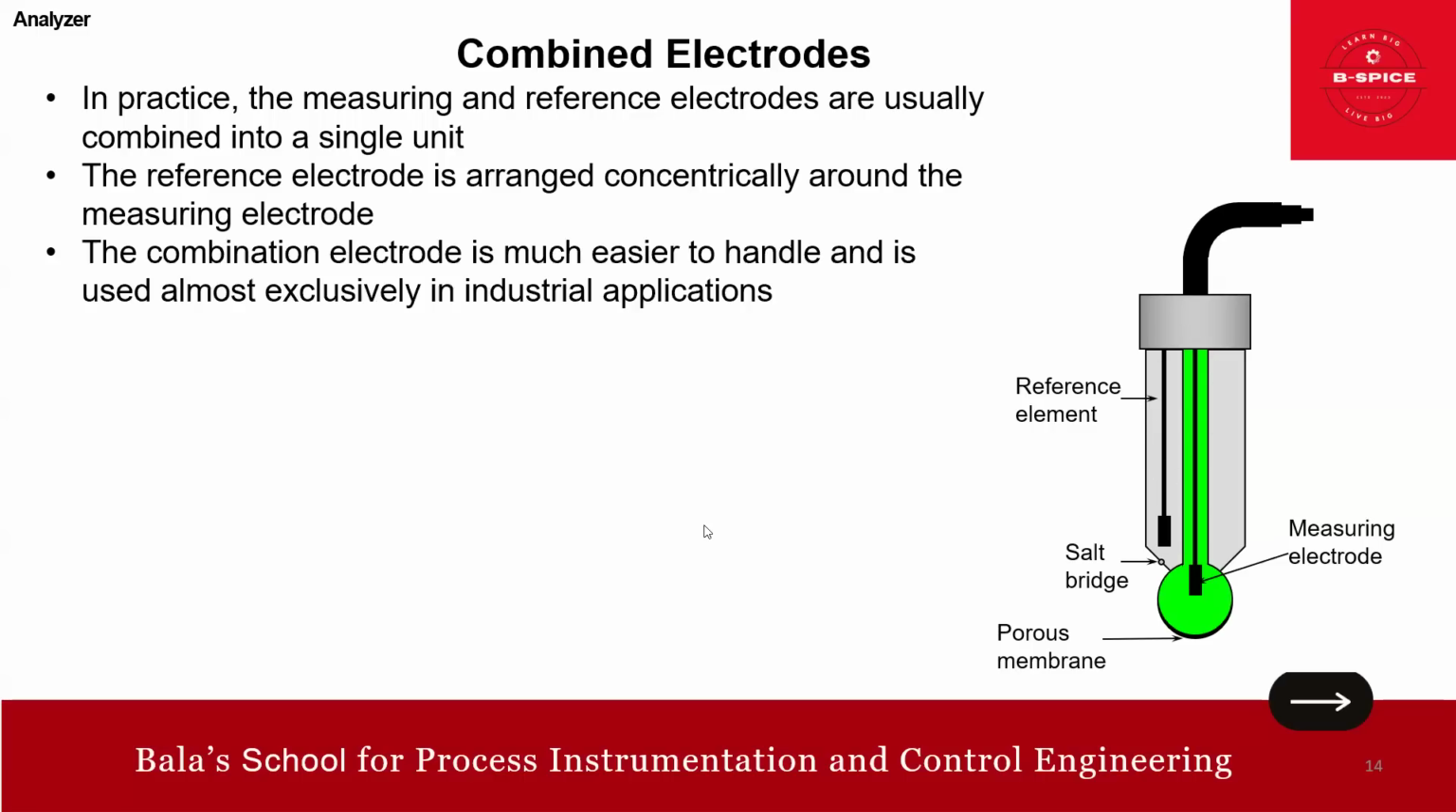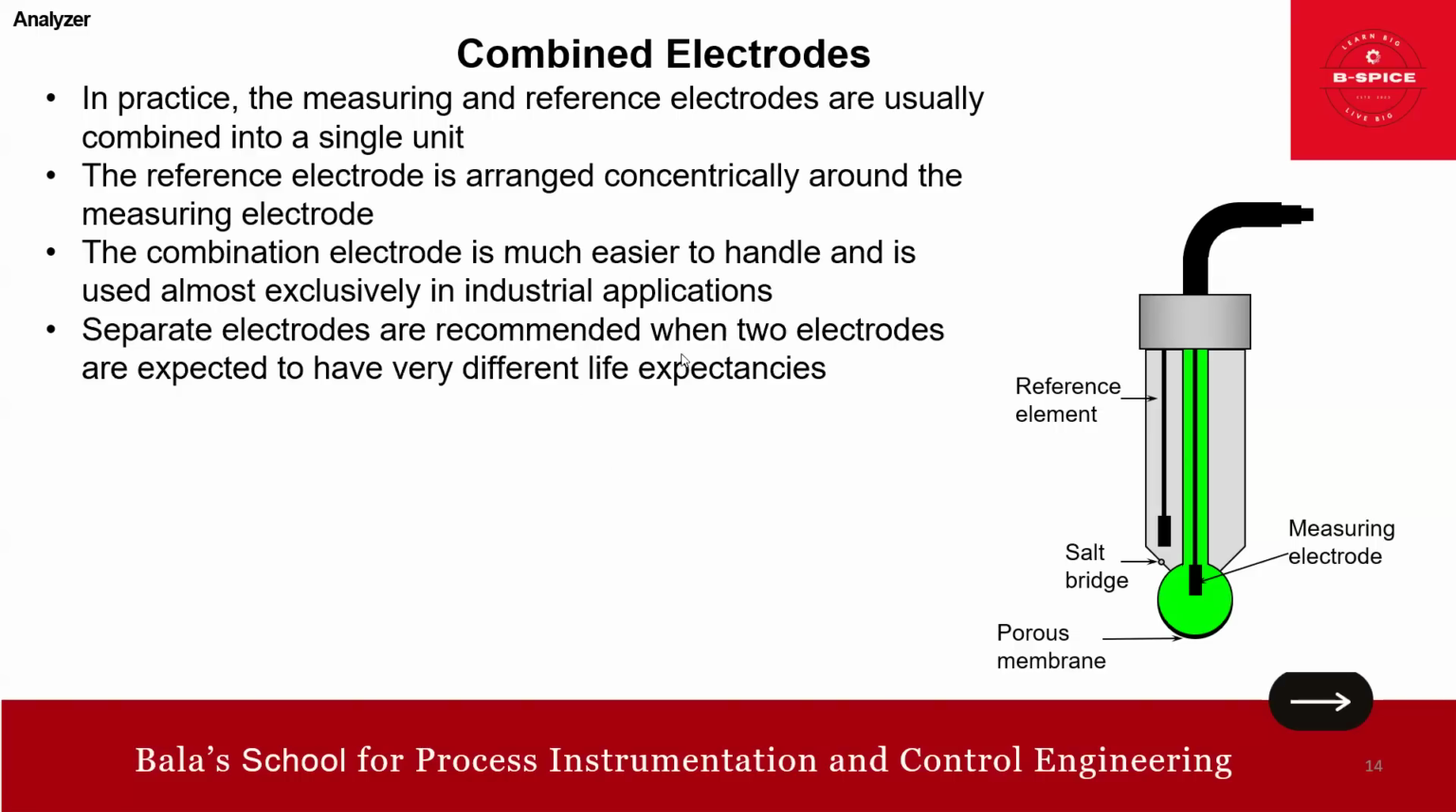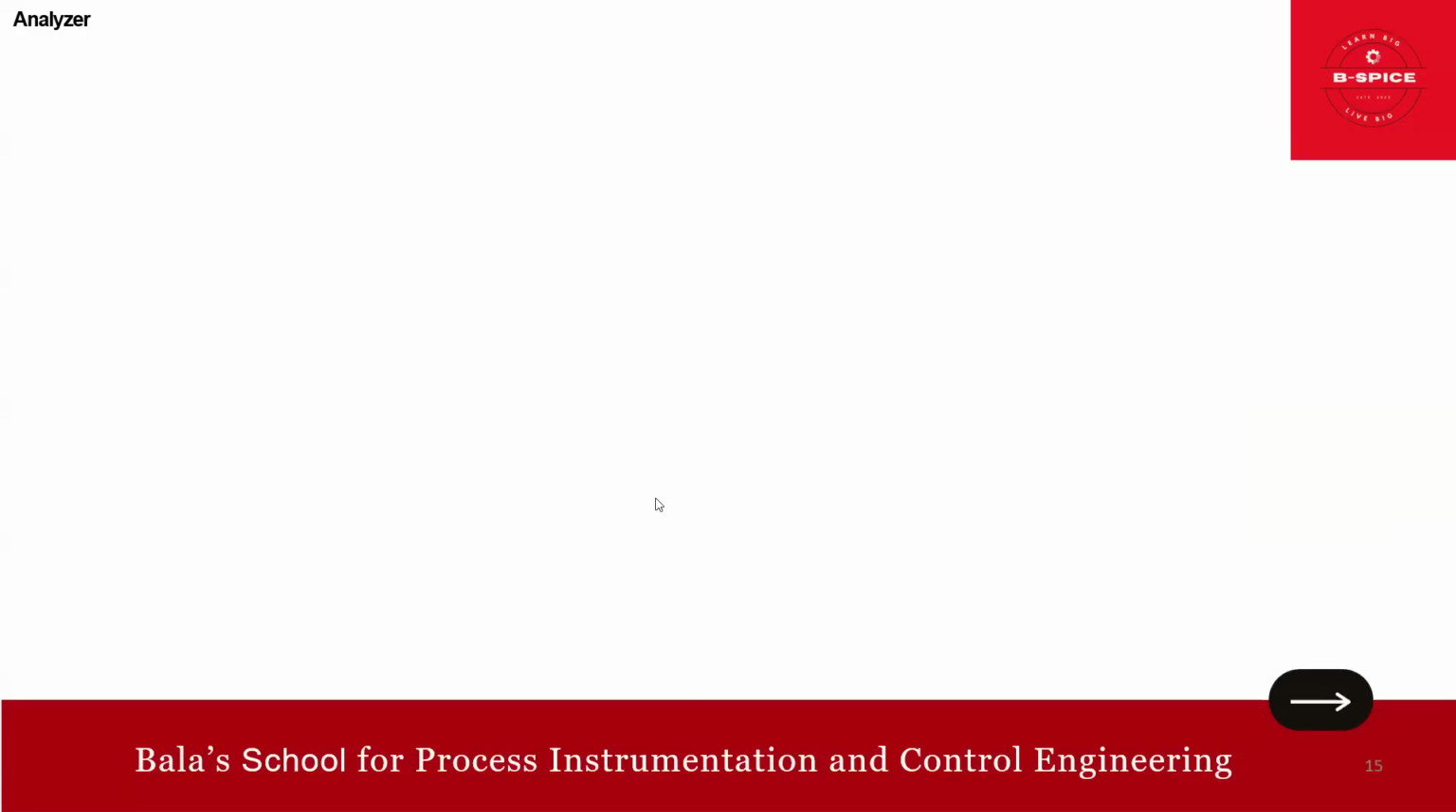Okay, friends, you got it? The combination electrode is much easier to handle and is used almost exclusively in industrial applications. So that is the point. Separate electrodes are recommended when the two electrodes are expected to have very different life expectancies. That is also something we need to take note of.